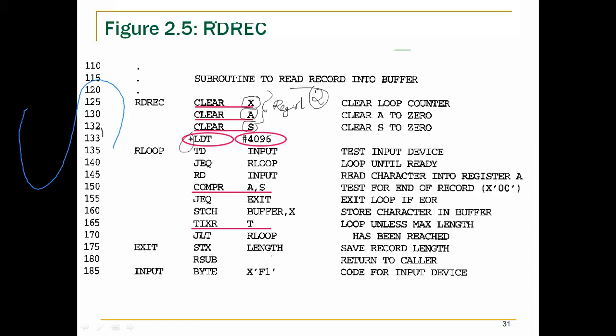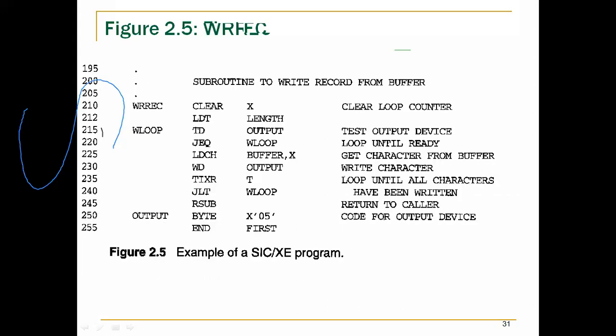So plus LDT, obviously it's an extended format instruction. See here, COMPR A comma S. A and S are registers, so this is a register to register instruction. TIXR T, this is a register to register instruction, right? Look further. Of course here there are no markings. Try to find out, what is the first instruction? The first instruction can be a register to register instruction because X is used, which means that it is a format 2 instruction, right?